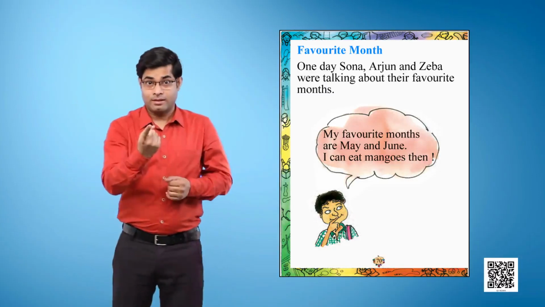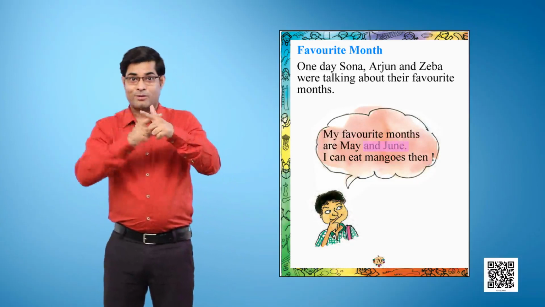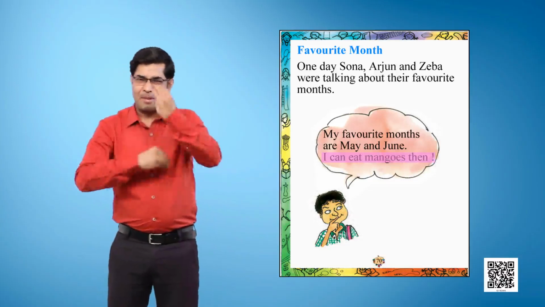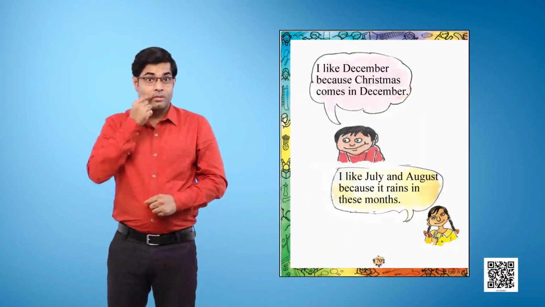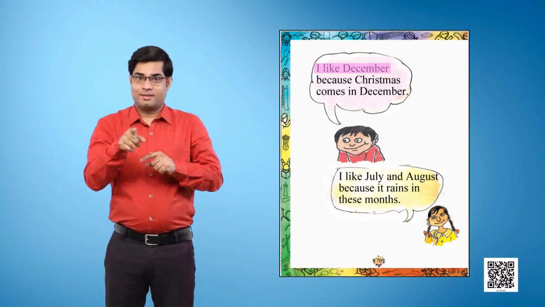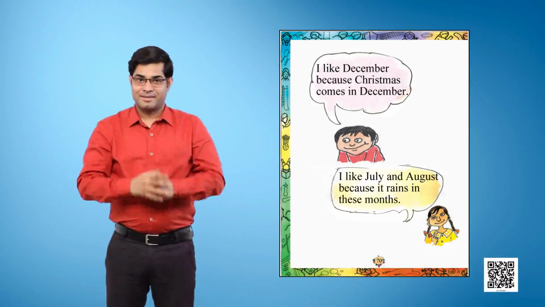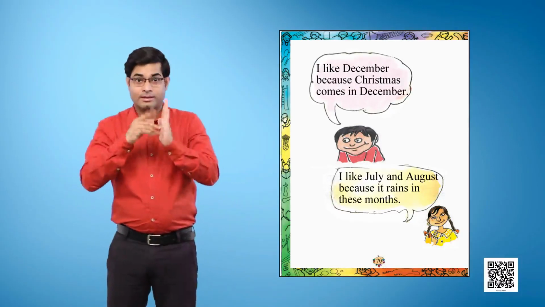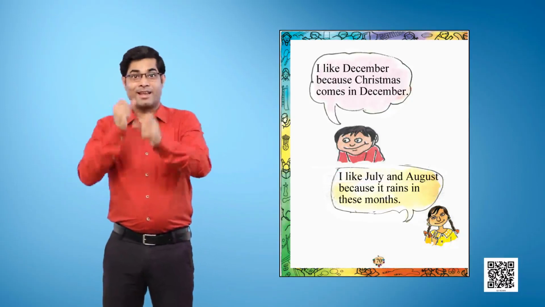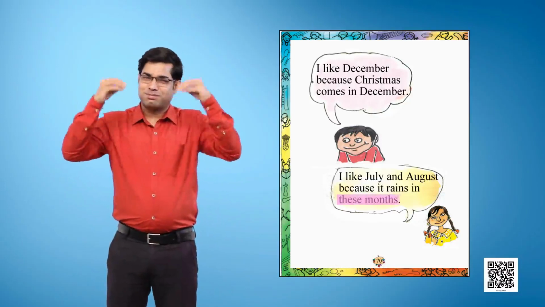Sona says, my favorite months are May and June. I can eat mangoes then. Arjun says, I like December because Christmas comes in December. Zeba says, I like July and August, because it rains in these months.